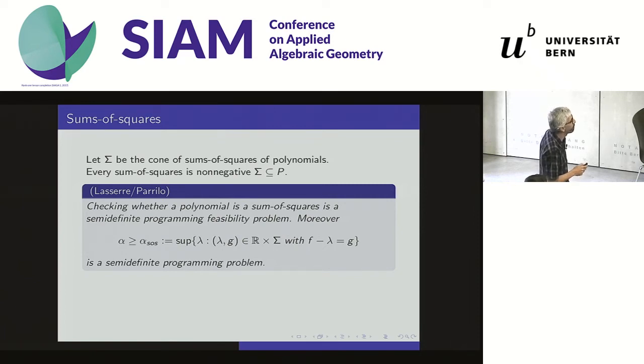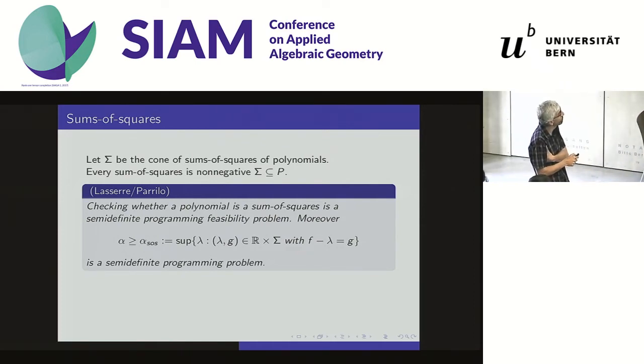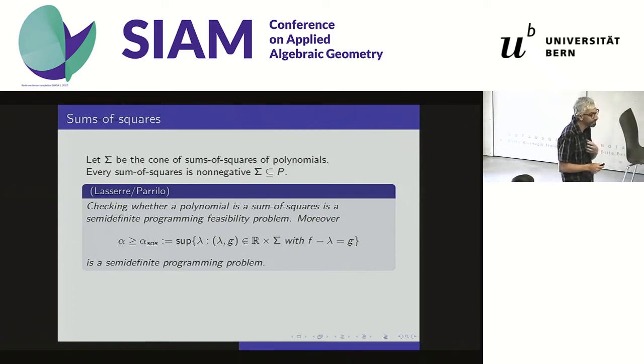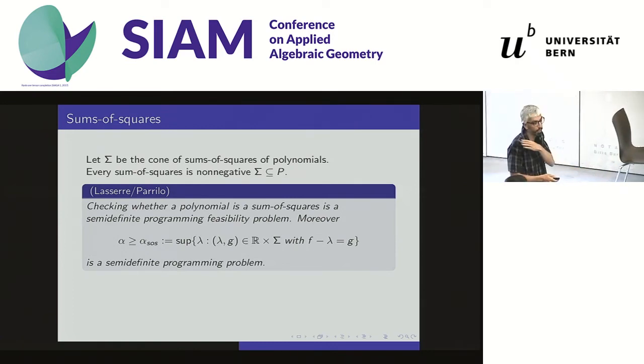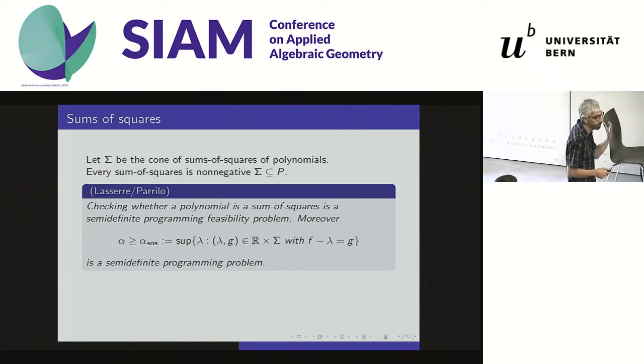And not only that, sums of squares are really very useful. This is due to an observation of Lasserre and Parrilo. It's not a difficult observation, but it's extremely important. It has produced an incredible amount of research, of which we saw a lot during this week. The very important idea is that checking whether a polynomial is a sum of squares of polynomials of bounded degree is a semi-definite programming feasibility problem. And moreover, if you want to do the optimization we had in the previous slide, where you replace P by sigma, then the optimization problem becomes a semi-definite programming problem.